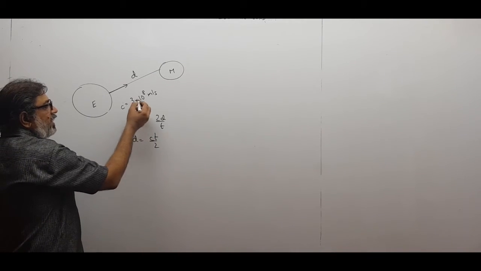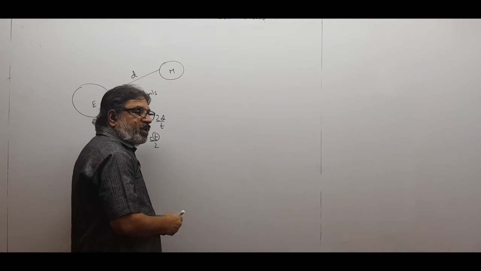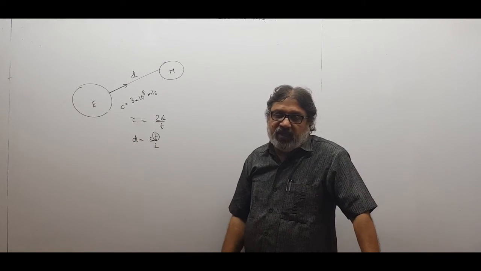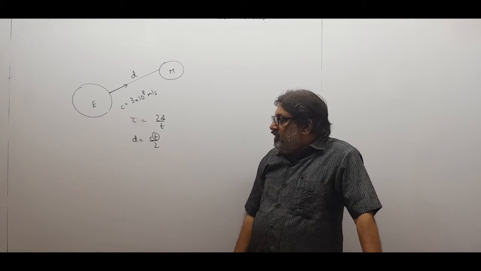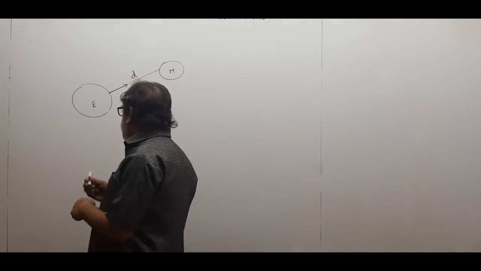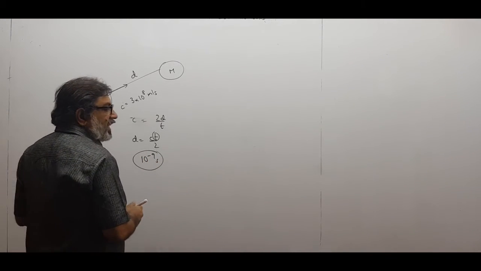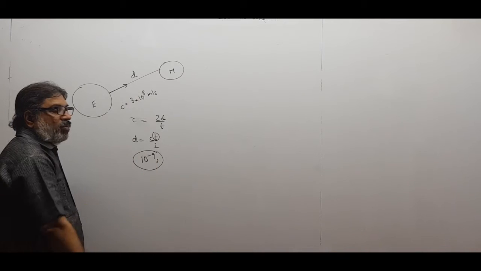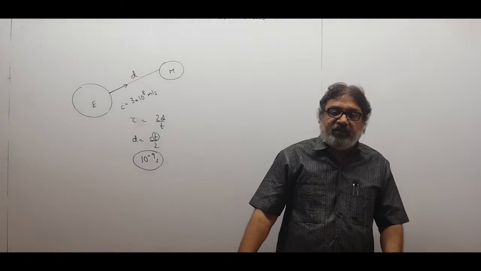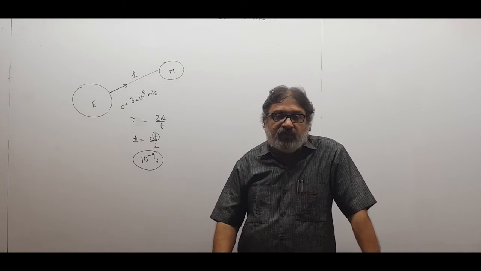You know that c is a very large value, 3 into 10 raised to 8. Now if I make even a small amount of error in measuring time, then the distance between earth and moon can be changed by a very drastic amount. Therefore, this time should be measured very precisely, to an order of 10 raised to minus 9 second. To this order, if we can measure time, then only we will be able to accurately find out the distance between the earth and moon. So this is one place where we need precise measurement of time. Otherwise, the results for d can be very different from the actual ones.